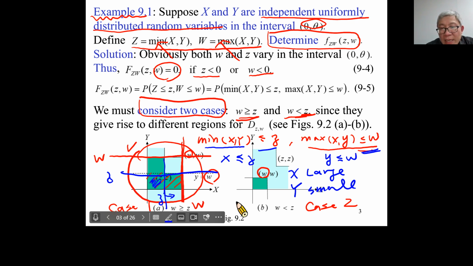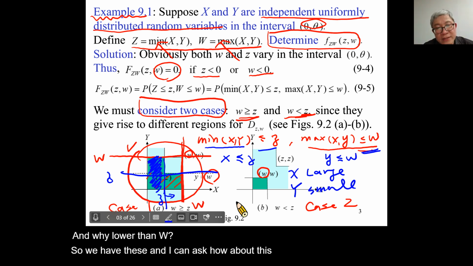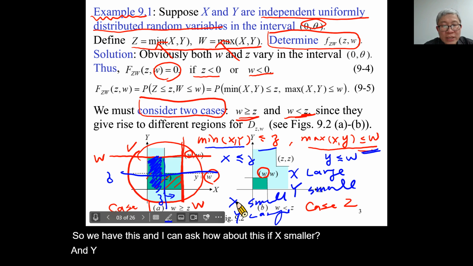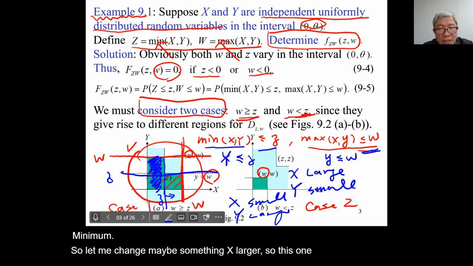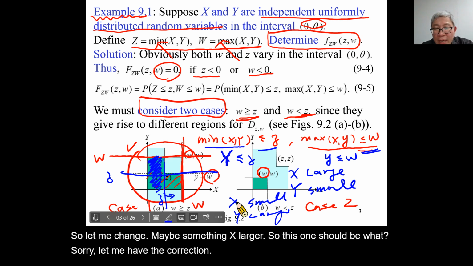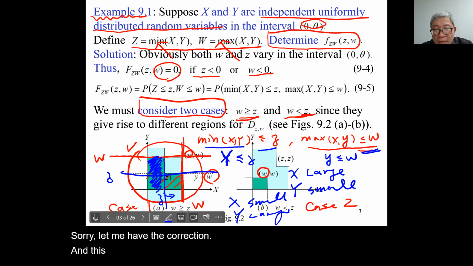And y lower than w. So we have this. And likewise, how about this if x smaller and y larger? So this one, it should be minimum. So let me change maybe something. X larger, so this one should be y. Sorry, let me have the correction. And this one, it should be x. So let me have the correction here.